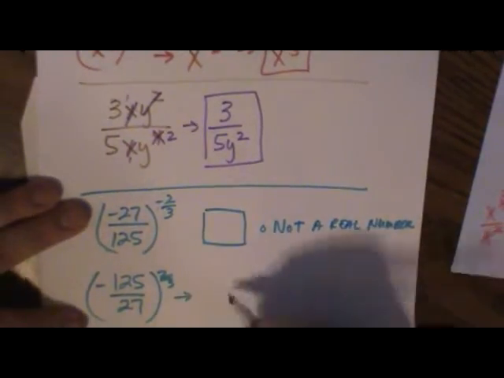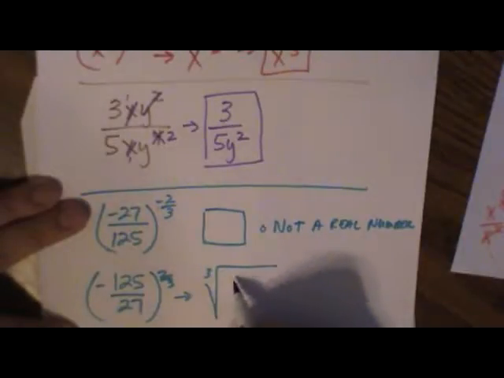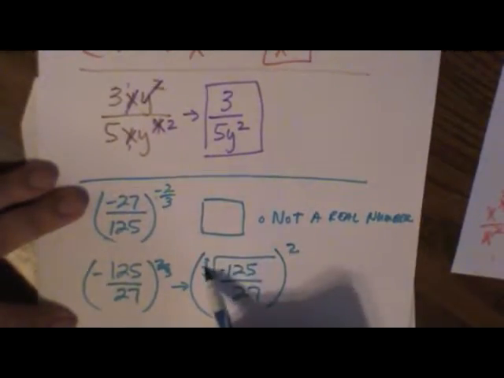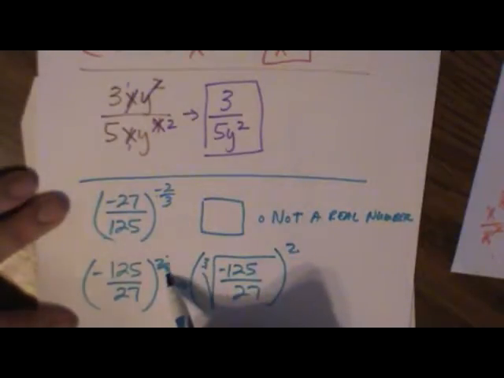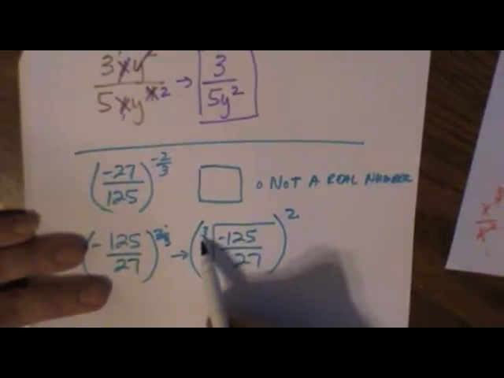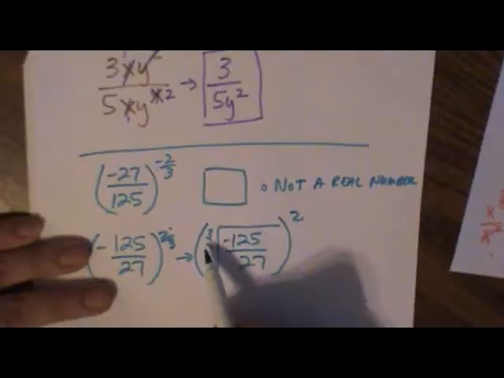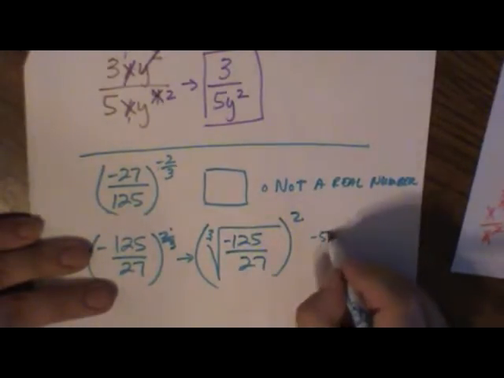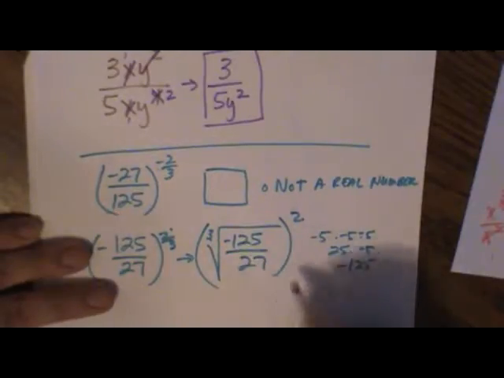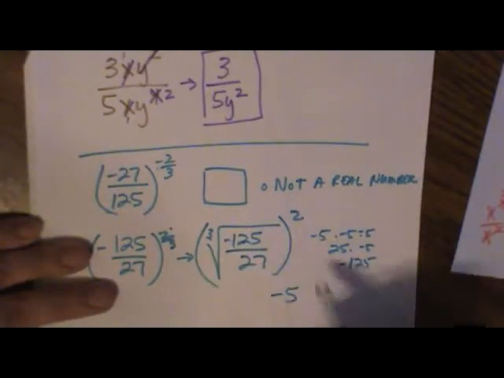Or we could rewrite it as the cubed root of 125 over 27, and then we're going to square it. Power root. The top is the power, the bottom is the root. So, when you have negatives inside odd roots, you're safe, because for instance, -5 times -5 times -5 becomes 25 times -5, which gives you a -125. So we're safe. It pulls out a -5 on the top. And the cubed root of 27 is 3.